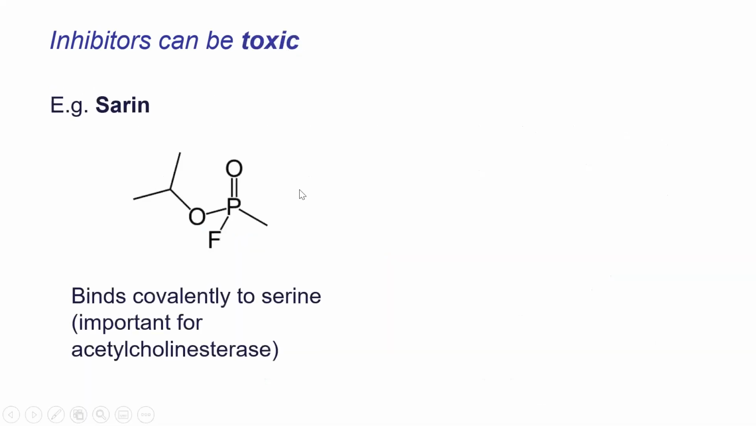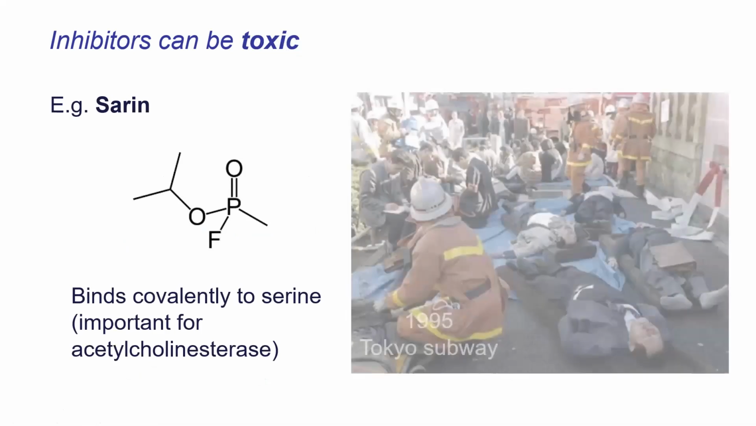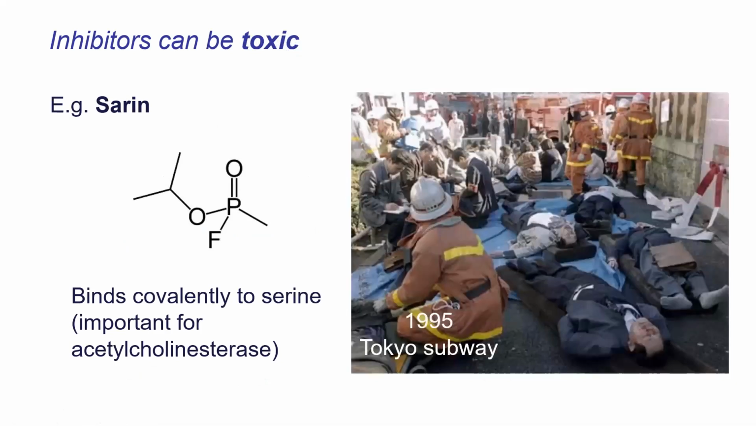So some inhibitors are bad, bad, bad. Here's one that is a nerve toxin. It's called sarin. This was actually used for a couple of terrorist attacks, one that was very notable in the subway of Tokyo a number of years ago, and you can look that one up.